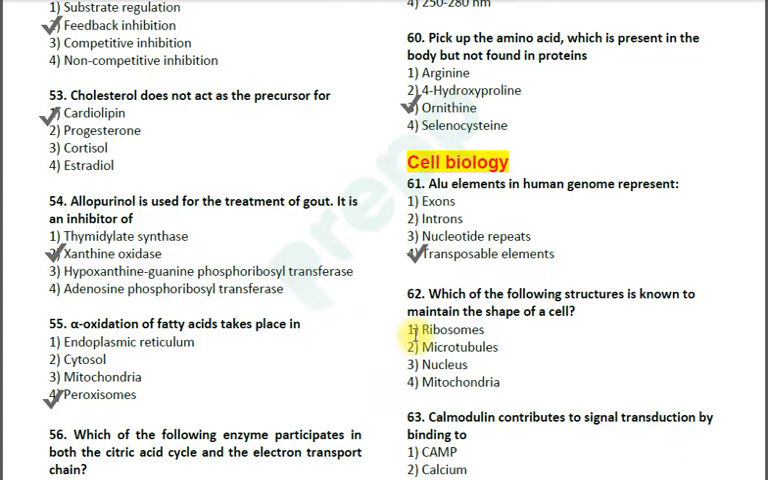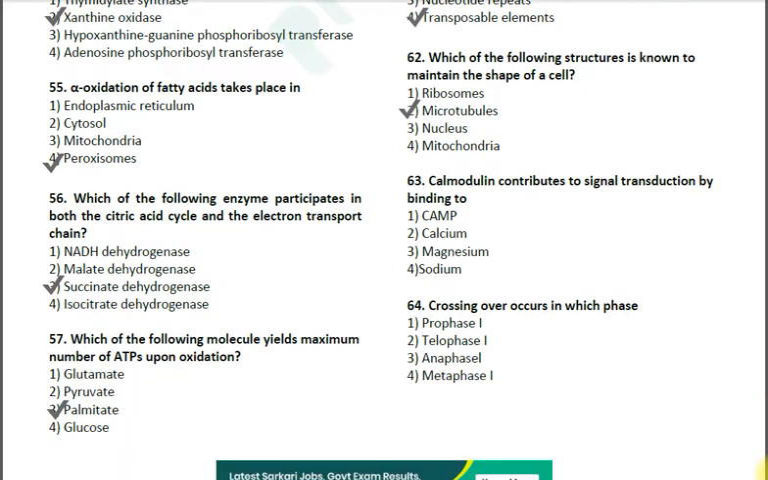Option 1, ribosomes. Option 2, microtubules. Number 3, nucleus. Number 4, mitochondria. So the correct answer is 2, microtubules. Microtubules are also called cytoskeleton of cell.